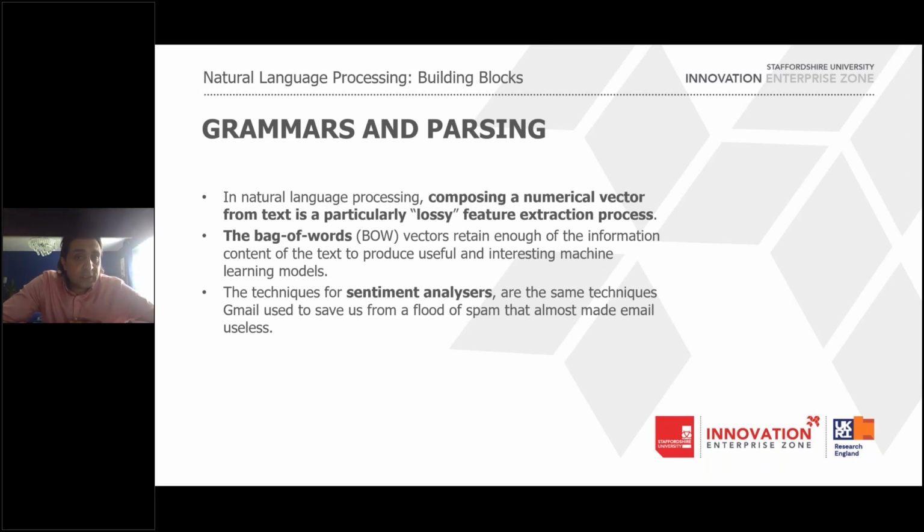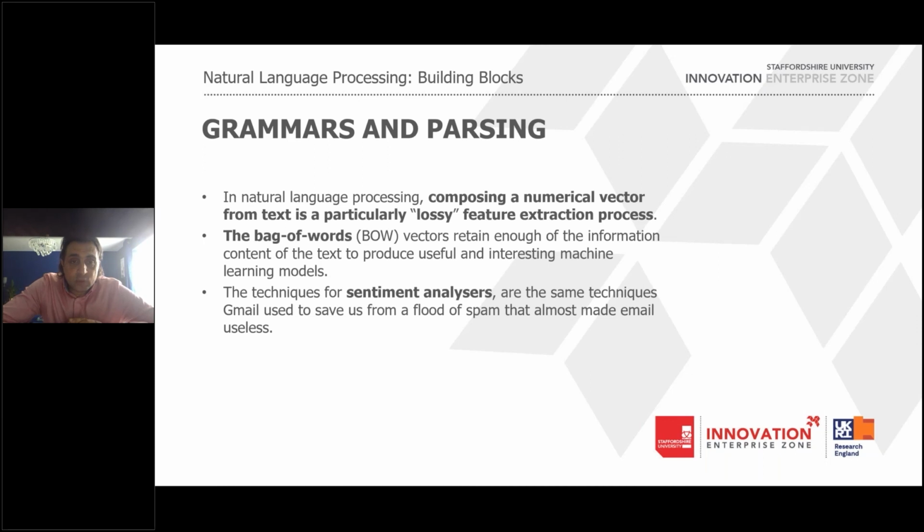In natural language processing, composing a numerical vector from text is a particularly lossy feature extraction process. Lossy means that we cannot return all the information we have lost, because this is very compressed. So the bag of words vectors retain enough of the information content of the text to produce useful and interesting machine learning models, but it is lossy. We cannot return from our bag of words vector to our actual document.